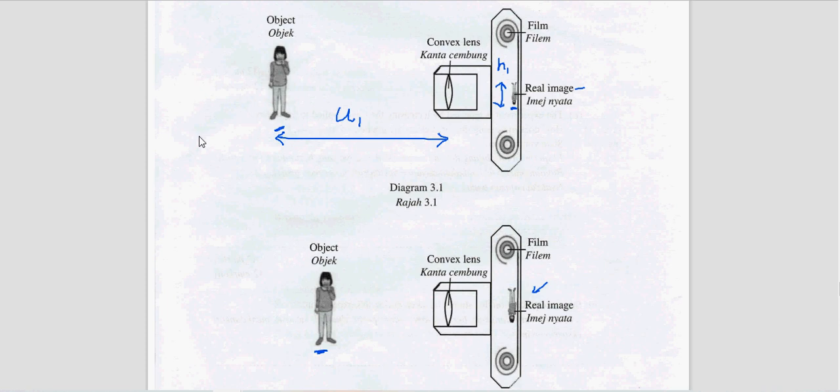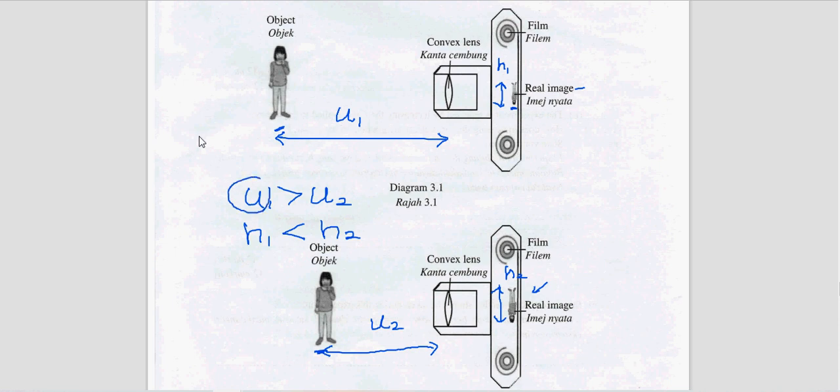The second diagram shows that U is getting smaller, so I put U2. The height of the image is getting bigger, so I put H2. From here, we know that U1 is bigger compared to U2, but the height of the image, H1, is smaller compared to H2. Obviously, there are two physical quantities that change here. So U will be the manipulated variable, and the height of the image will be the responding variable.